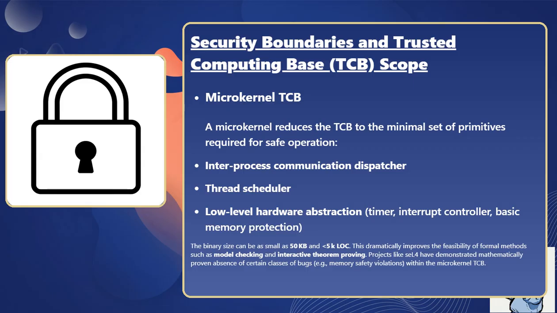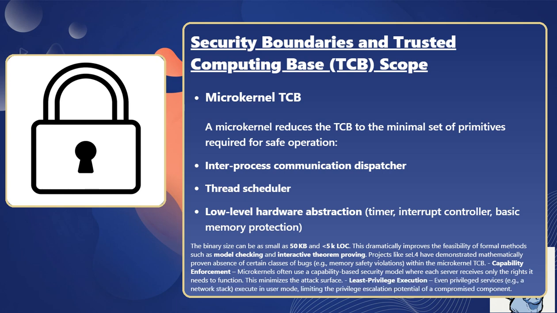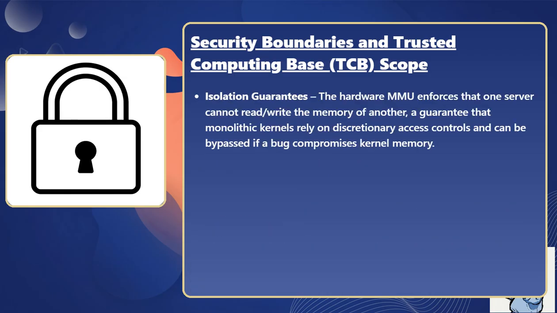microkernel TCB. Capability enforcement: microkernels often use a capability-based security model where each server receives only the rights it needs to function. This minimizes the attack surface. Least privilege execution: even privileged services, for example a network stack, execute in user mode, limiting the privilege escalation potential of a compromised component. Isolation guarantees: the hardware MMU enforces that one server cannot read or write the memory of another, a guarantee that monolithic kernels lack. Monolithic kernels rely on discretionary access controls and can be bypassed if a bug compromises kernel memory.